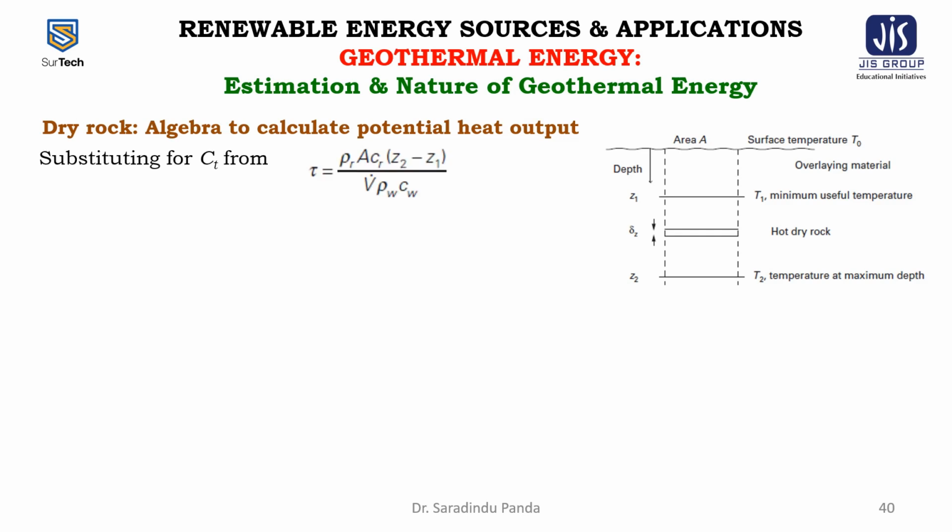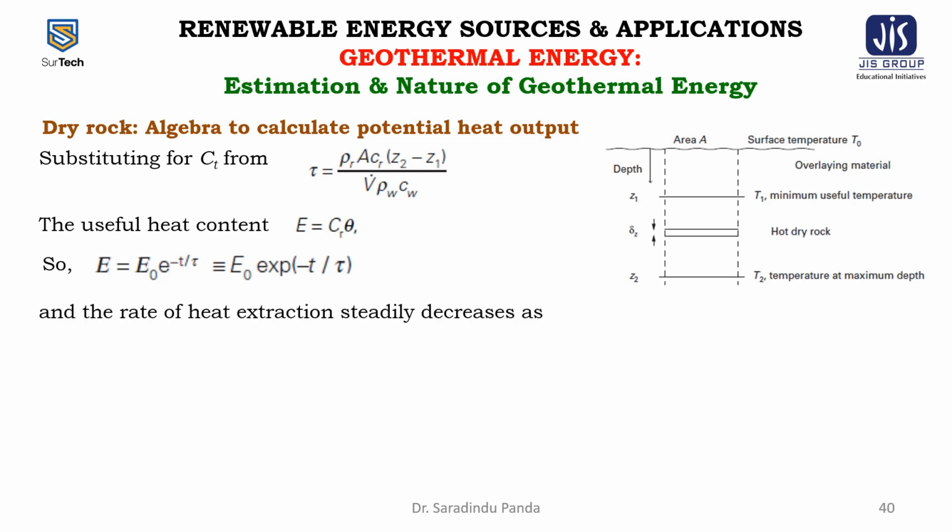Substituting the Ct, tau is equal to rho r A Cr (Z2 minus Z1) by V dot rho W Cw. The useful heat content will be E is equal to Cr into theta. So finally E is equal to E0 into e to the power minus t by tau, that's equal to E0 exponential of minus t by tau. And the rate of heat extraction steadily decreases as dE by dt is equal to E0 by tau exponential of minus t by tau.